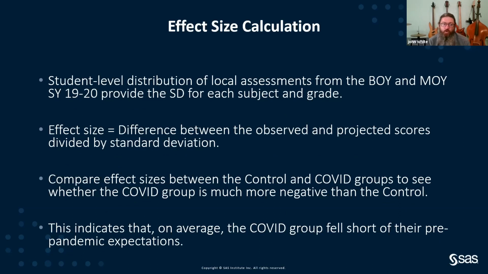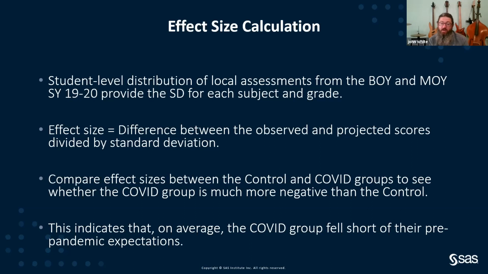So we are going to use the student-level distribution of student achievement for each of these local assessments from the 2019-20 school year, prior to the pandemic, to provide that standard deviation so that we can standardize these differences of observed and expected scale scores. So once again, we have that difference, we divide it by that standard deviation, and now we have an effect size for both the control and COVID groups.